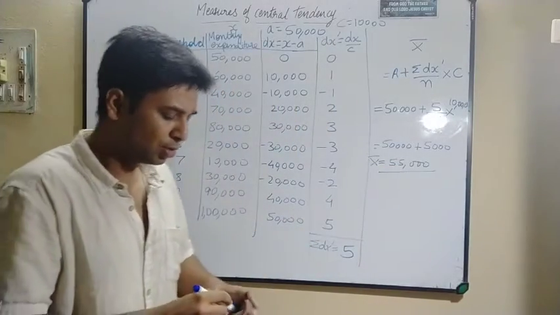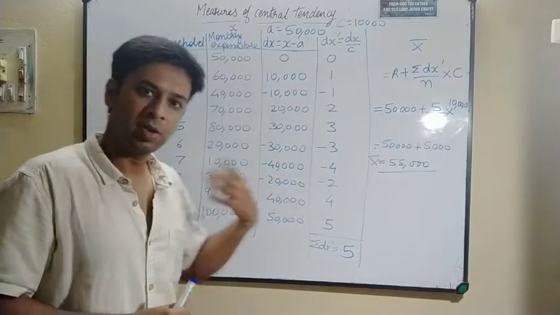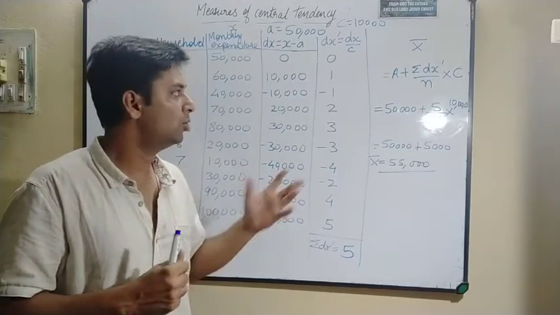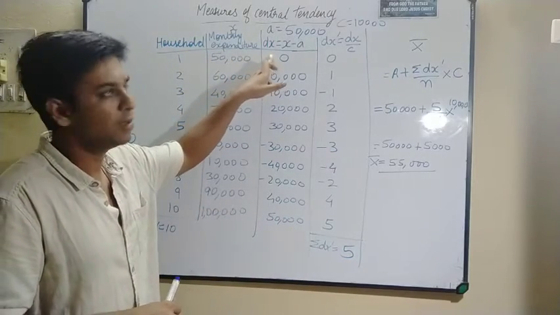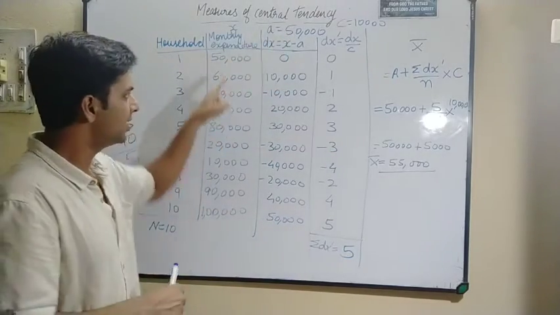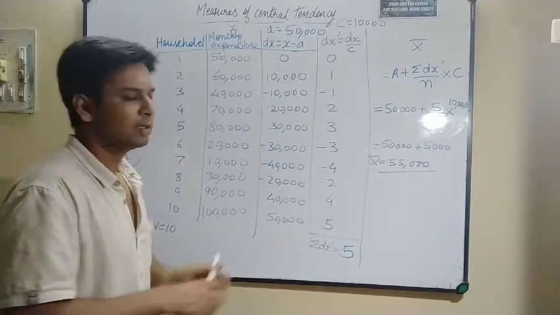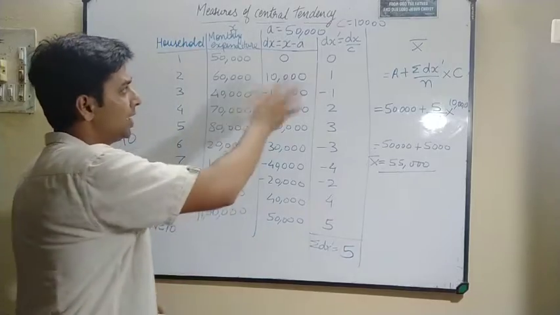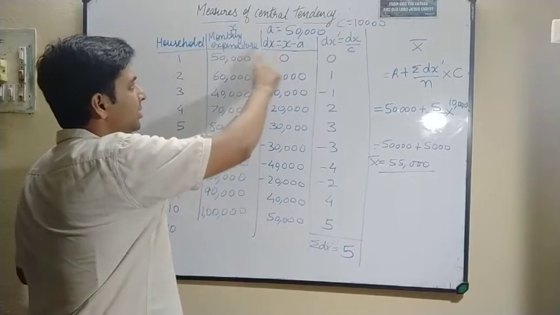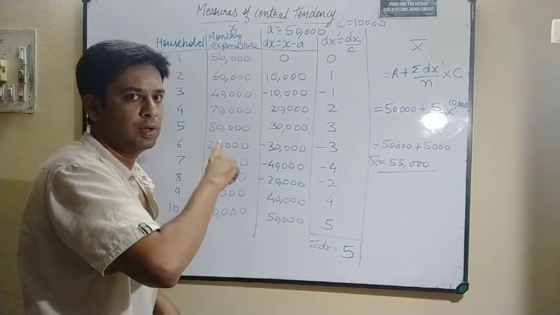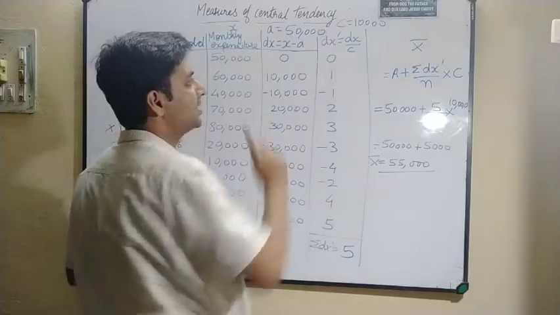This is how we calculated the step deviation method. So simple. This was also an example of an individual series. And how do we proceed? What was the first step we had done? The same as in the assumed mean method. We assumed an average. We took an assumed average; you can select whichever value you like. I took 50,000, though I could have taken 1 lakh, so that it will be much easier. Now here we calculated x minus a, just like we did in the earlier method of assumed mean.